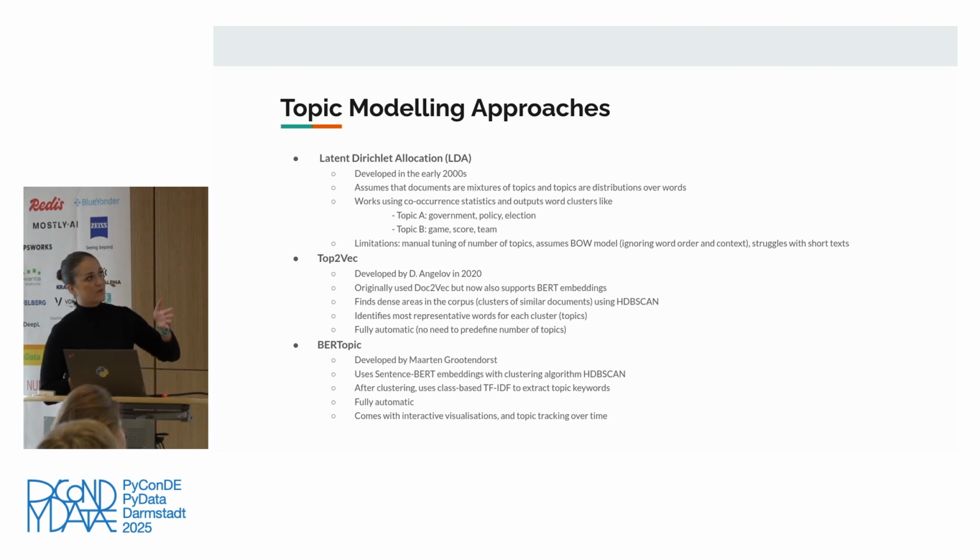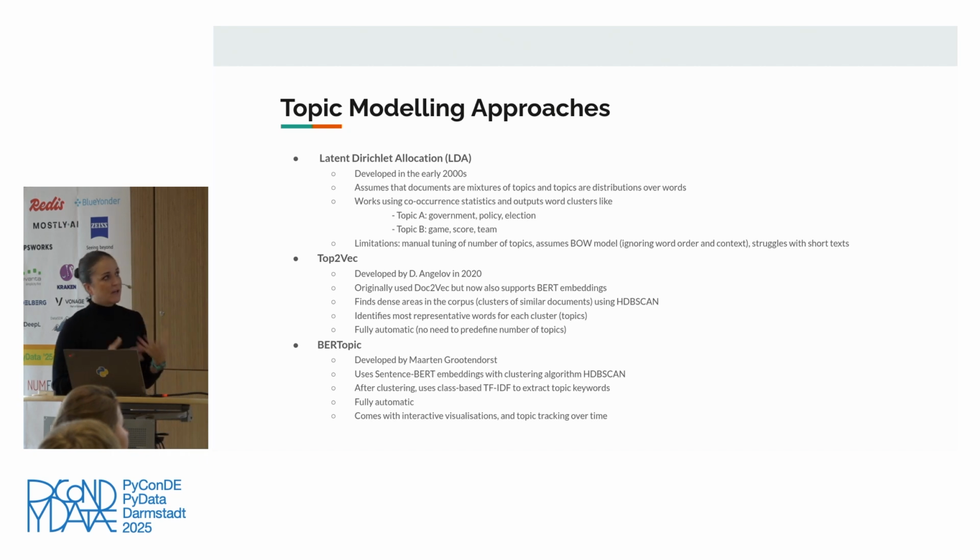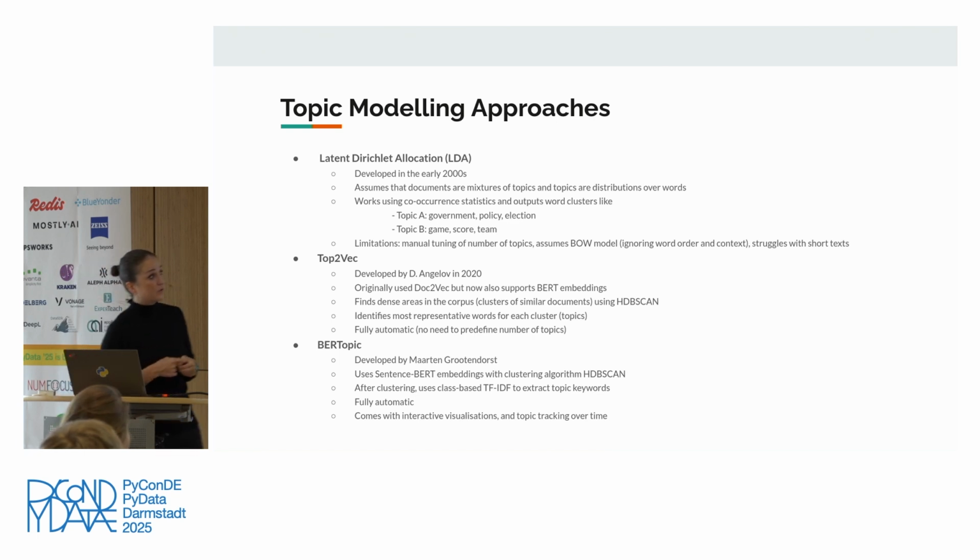So instead of, I don't know, let's say government would be misspelled, right? That would be a completely different vector. Hence, it would probably not occur in topic A. You get the point. So yeah, then Top2vec came along, which was developed in 2020.